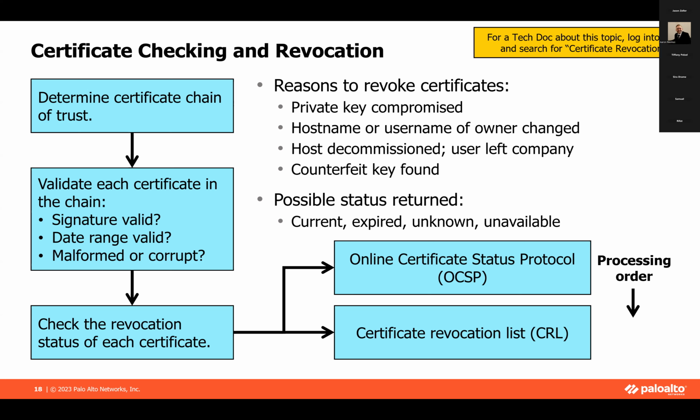All right. Reasons why we would revoke those is the private key ended up getting compromised, a host name or something changed, the host is decommissioned, aka a user left the company, or a counterfeit key was found, and other statuses that could come back as current, expired, unknown, or unavailable.